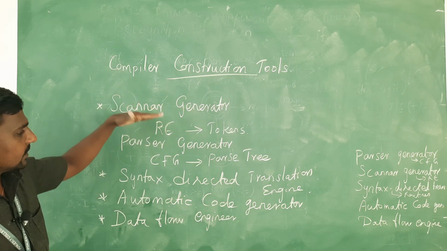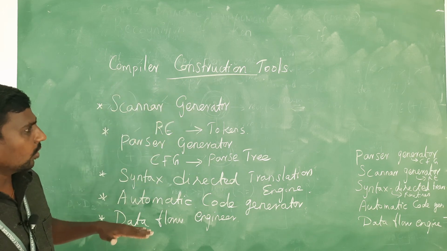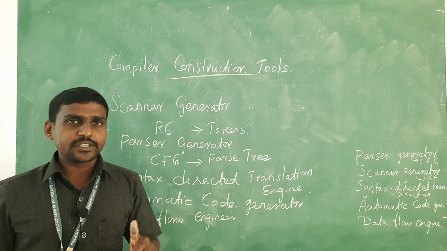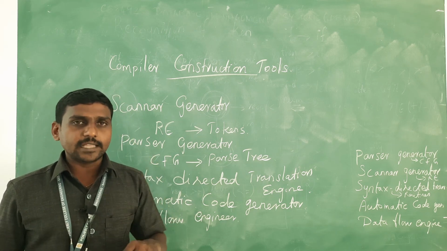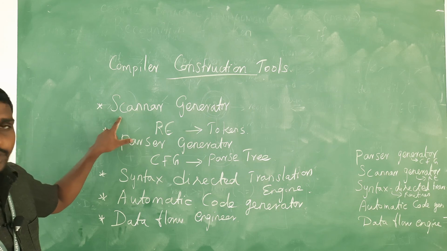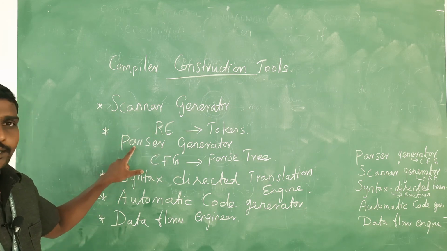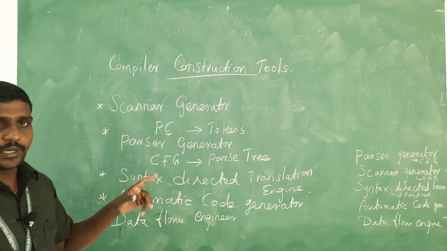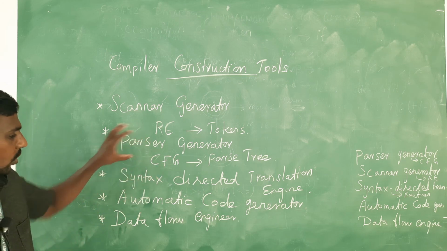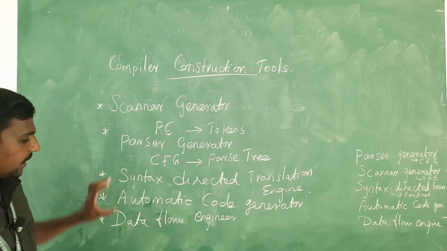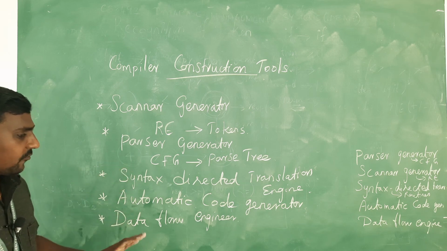Okay, so these are the compiler construction tools. So you have to understand the phases of compiler. The first phase of compiler is lexical analyzer. For that we have a tool that is scanner generator. The input is regular expression. The second one is parser generator. The input is context free grammar. So this is the second phase of compiler tool, and this is the intermediate code tool, and this is the automatic code generator tool. This is the data flow engine tool.